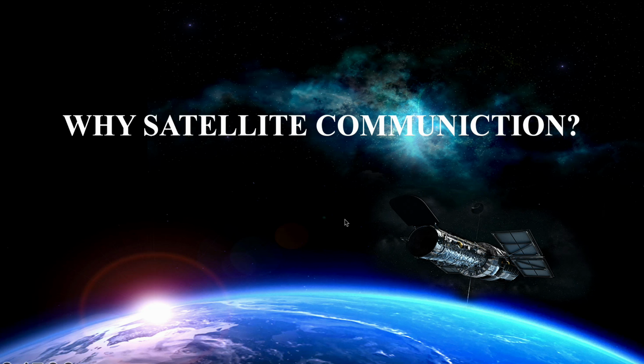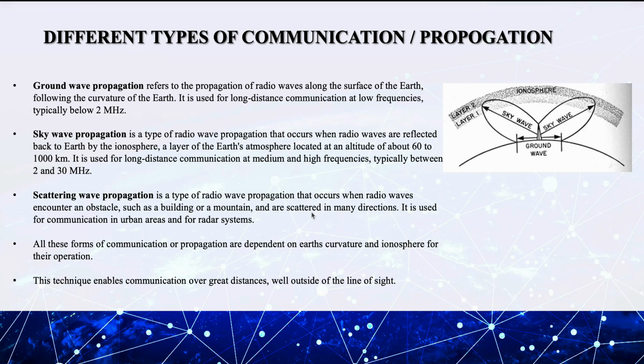Now let's understand why satellite communication. Why do we need a satellite out in space to communicate? Why can't there be just ground wave communication or some other kind of communication? For this, let's understand the different types of propagation. There are various forms of communication, like ground wave propagation, sky wave propagation, and scattering wave propagation. Ground wave propagation is a signal that travels closer to the curvature of the Earth.